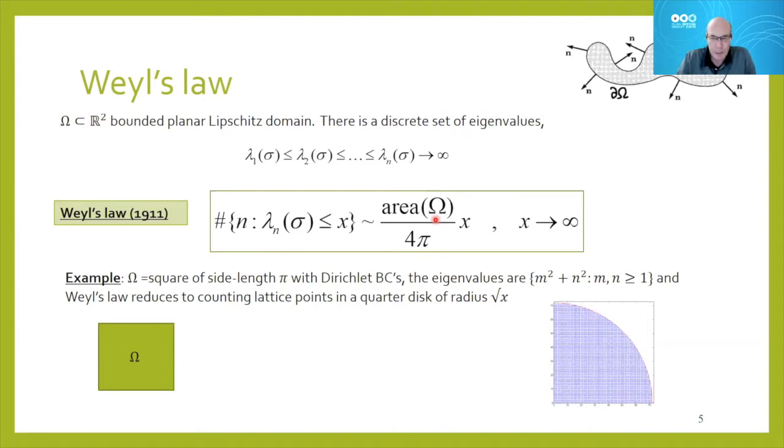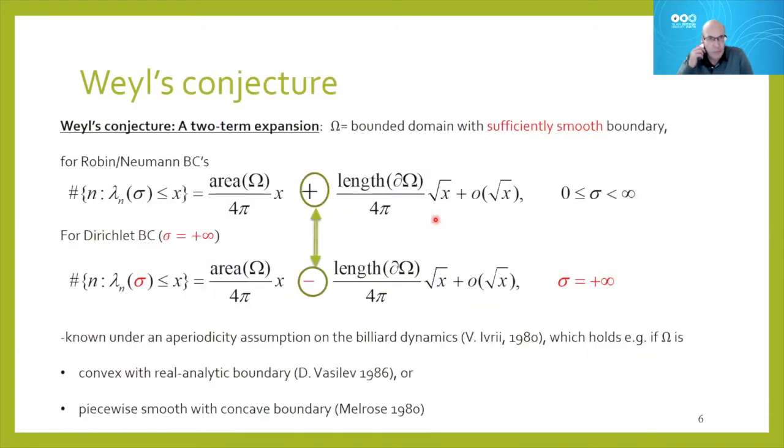So in some special cases, you can reduce it to counting lattice points. Usually the eigenvalues are purely transcendental, as we saw in the 1-dimensional case. Now, this is the main term. This was Weyl's law, which is over 100 years old.